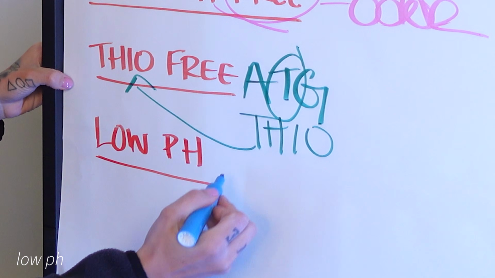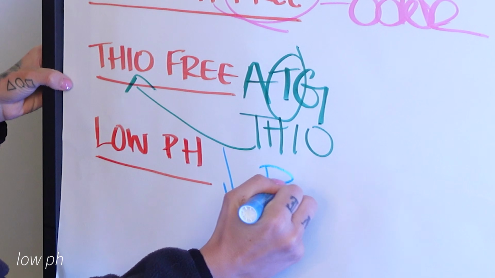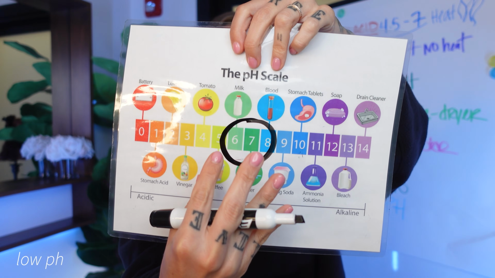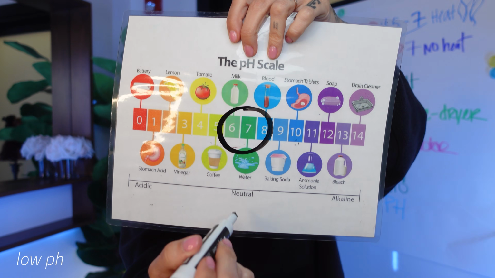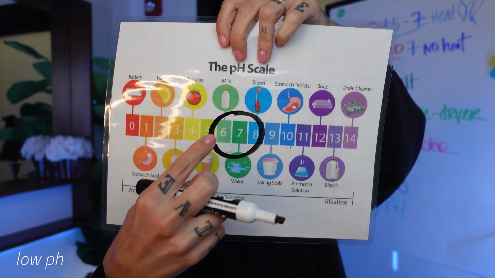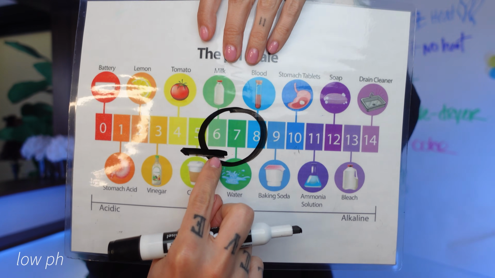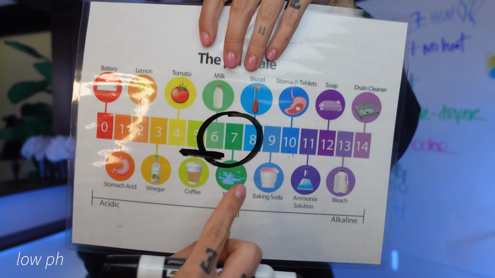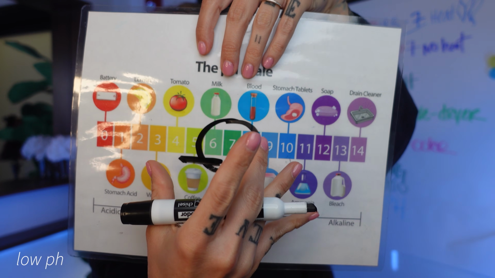Low pH waves are a low pH. The pH is about a 6.5 to a 7. Again, water is neutral at a 7. Again, hair is right about here, 5.5 to 6.5. So because they're so close to the pH of the hair, they're considered low pH waves. They're also pretty close to being neutral.